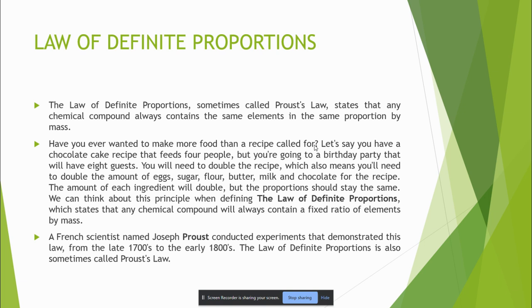This is just an illustration. Have you ever wanted to make more food than a recipe called for? Let's say you have a chocolate cake recipe that feeds 4 people, but you are going to a birthday party that will have 8 guests. You will need to double the recipe, which also means you will need to double the amount of egg, sugar, flour, butter and so on that you use. The amount of each ingredient will double because we doubled the number of guests.